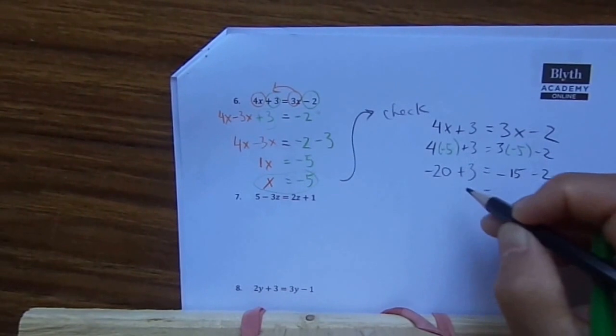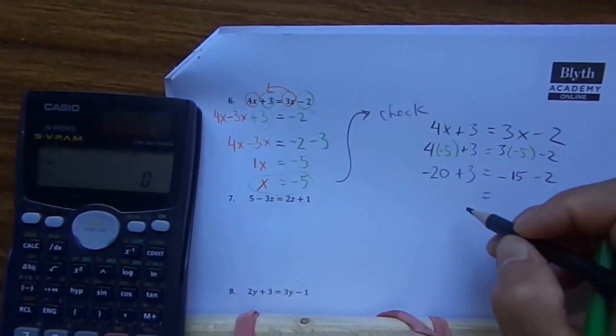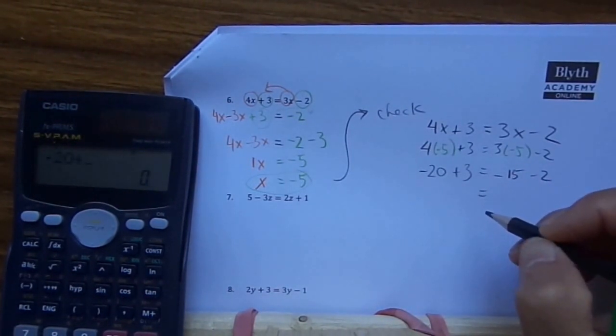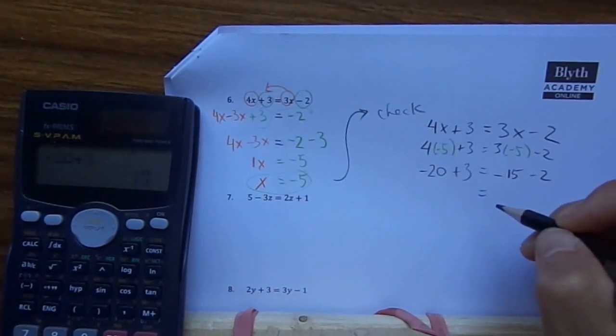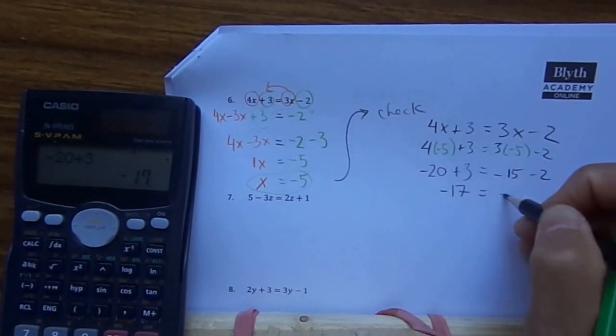Once again, I'm assuming you're comfortable with negatives, but I'm going to use a calculator. You can type in negative 20 plus 3. The only reason I'm showing you by typing in the calculator is to show you how to type in the question. Negative 17. And negative 15 minus 2 is again negative 17.